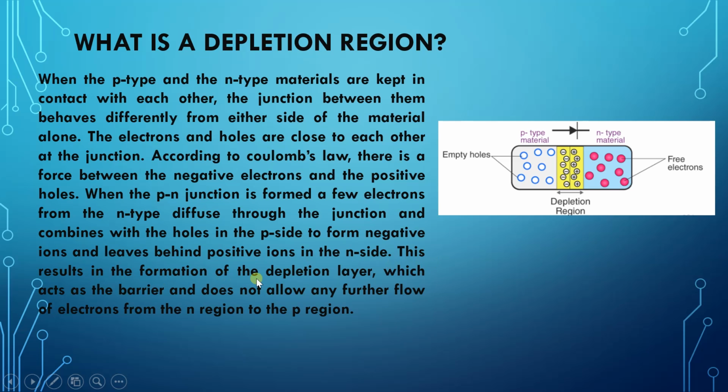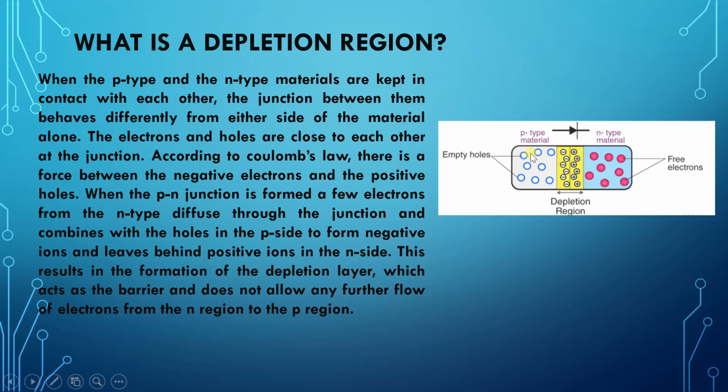This results in the formation of depletion layer, which acts as the barrier and does not allow any further flow of electrons from n region to the p region. When this barrier is formed, there is no flow of electrons or holes from one side to the other side. So this is about the depletion layer, and this is the symbol for a diode. This triangle is P and this bar is N. So this is the PN junction diode's symbol.